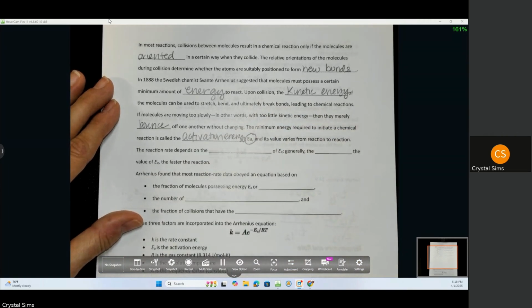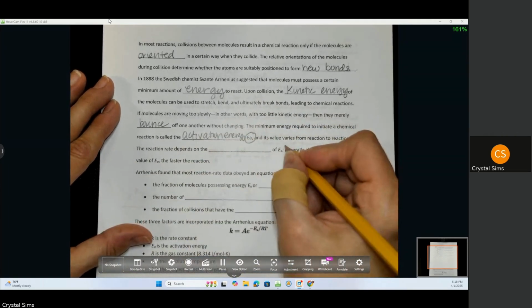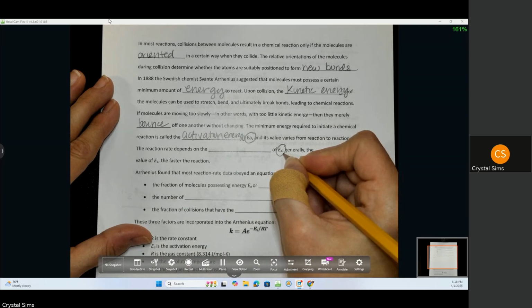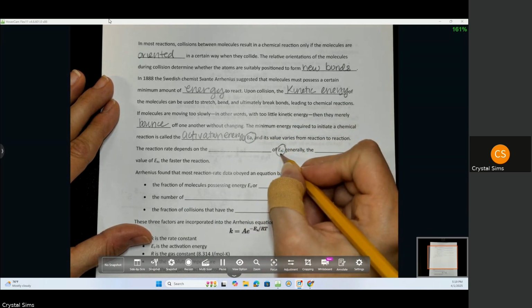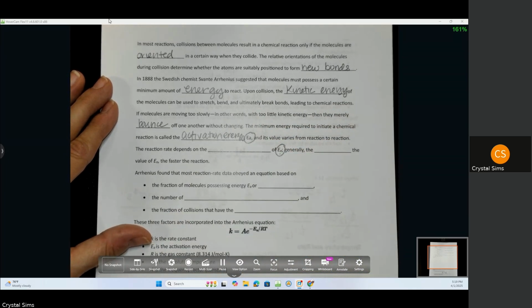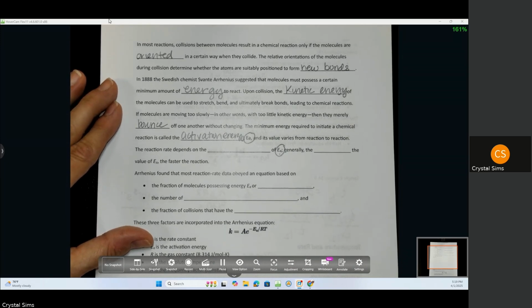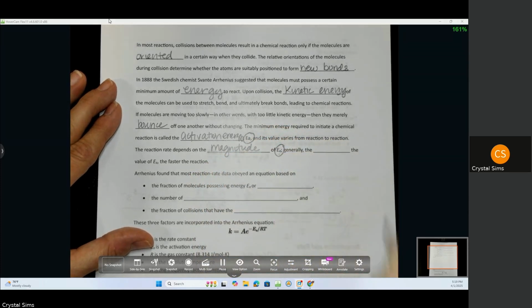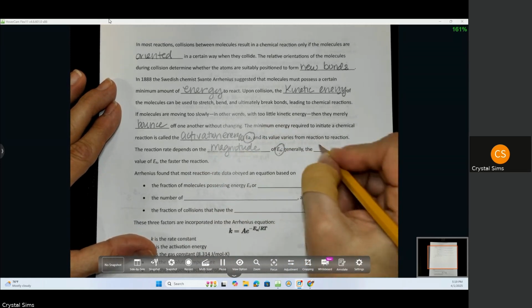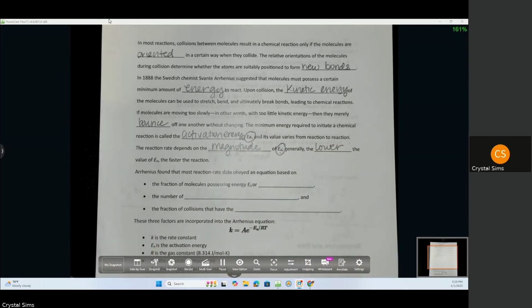And I just realized I didn't correct that one. It's E sub A. That is your activation energy, E sub A. This one I wrote incorrect. This is the correct one here. Activation energy is going to vary from reaction to reaction. And the reaction rate depends on the magnitude of activation energy. The lower the value of activation energy, the faster the reaction.